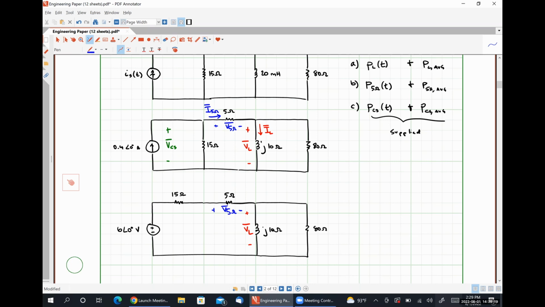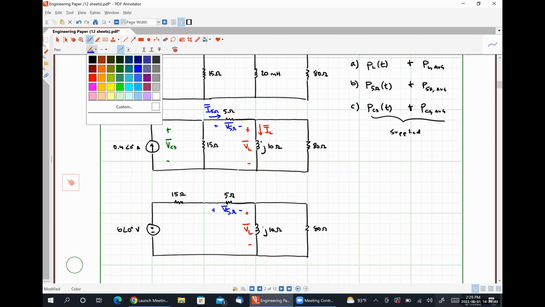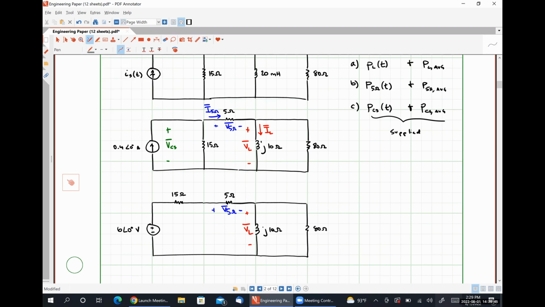The reason I'm not writing VCS down is because VCS effectively no longer exists, because we don't have a current source, okay? So once we know V5 ohms and VL, we could go back to our original frequency domain circuit and just employ Kirchhoff's voltage law around this loop.